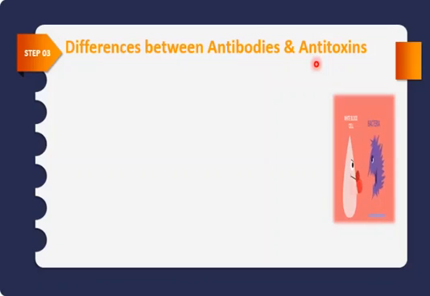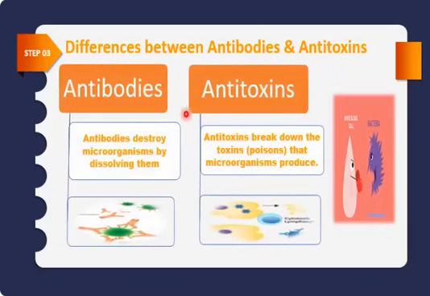So what are antibodies and antitoxins? Both are produced by white blood cells, but antibodies are chemicals and they destroy microorganisms by dissolving them. As the bacteria invade the cell, you can see these antibodies surround the bacteria, dissolve them and kill them in a way. So they are meant for destroying the bacteria by dissolving them, and they are chemicals.